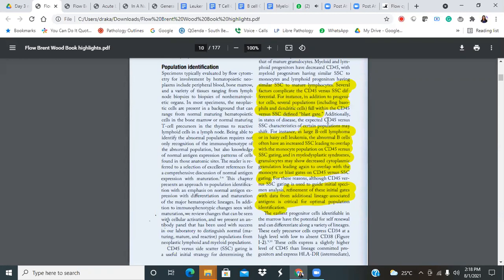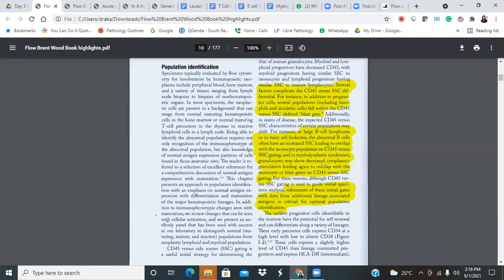And additionally, in states of disease, the expected CD45 versus side scatter of certain populations may be shifted. For instance, in large B-cell lymphoma or hairy cell leukemias, the abnormal B cells often have high side scatter, leading to overlap with the monocyte population on CD45 versus side scatter gating.